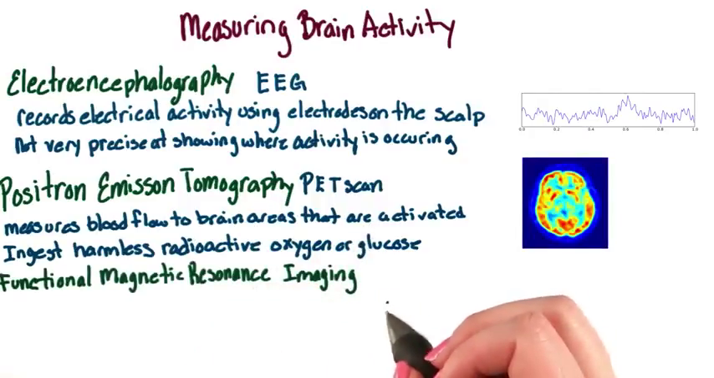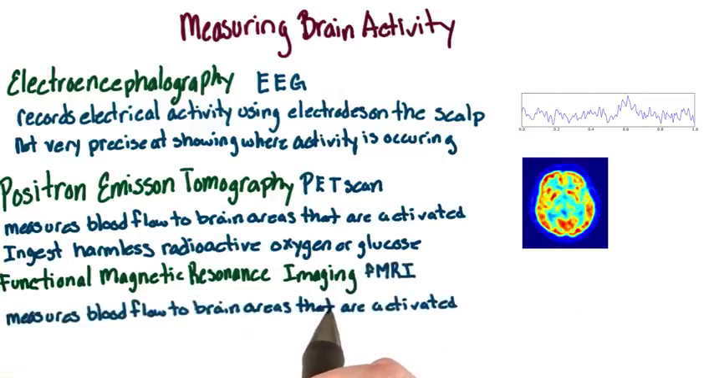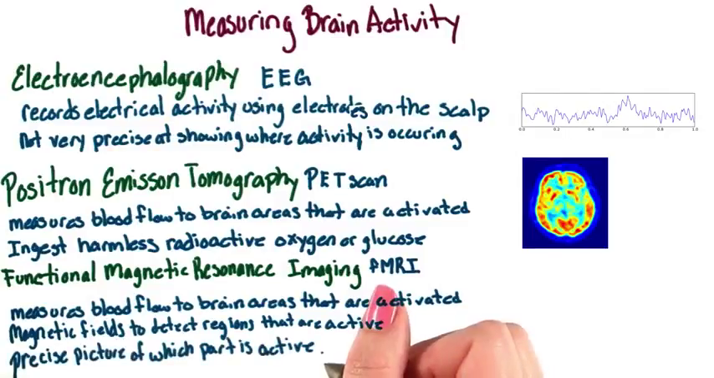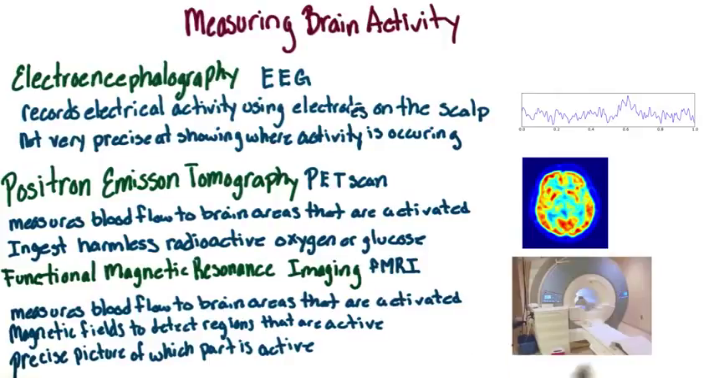And finally, we have the functional magnetic resonance imaging, or fMRI for short. This also measures blood flow to active brain regions, but it doesn't use radioactive forms of oxygen. Instead, the fMRI uses magnetic fields to detect regions of the brain that are activated. One advantage of this is that it can give us a very precise picture of which part of the brain is active. This is what a typical fMRI machine looks like.